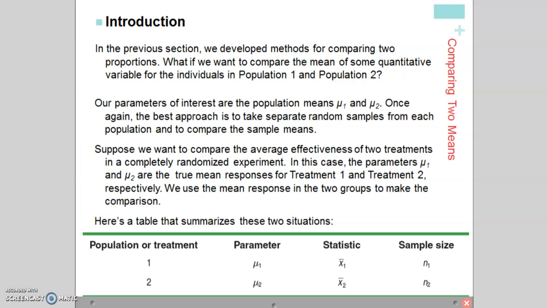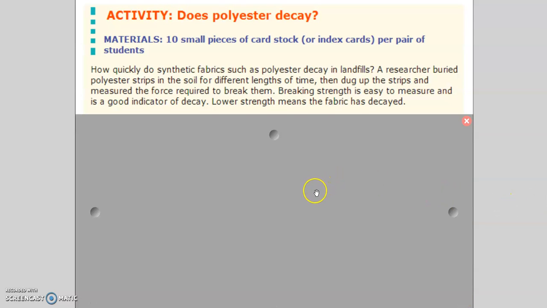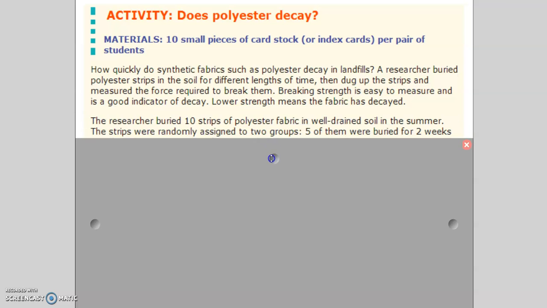Before we get too into it, if we were in class, we would have done an activity today. Instead, I'll just talk through what that activity would look like. How quickly do synthetic fabrics such as polyester decay in landfills? A researcher buried polyester strips in the soil for different lengths of time and then dug them up and measured the force required to break them, because that's an easy thing to measure, and it's a good indicator of decay. Lower strength means more decay.